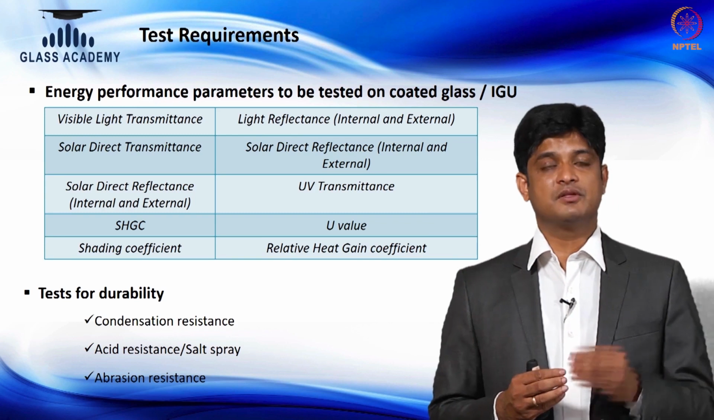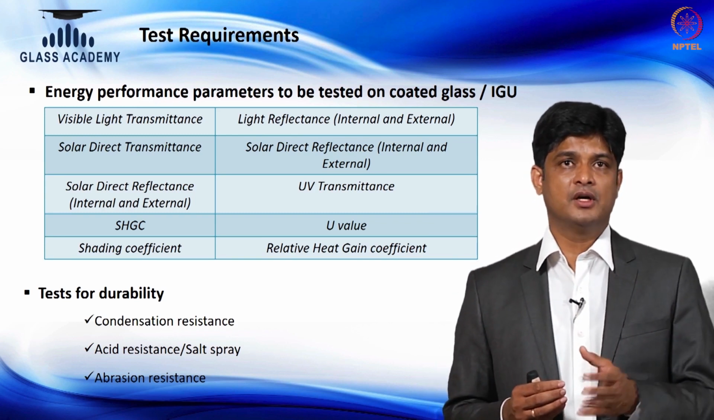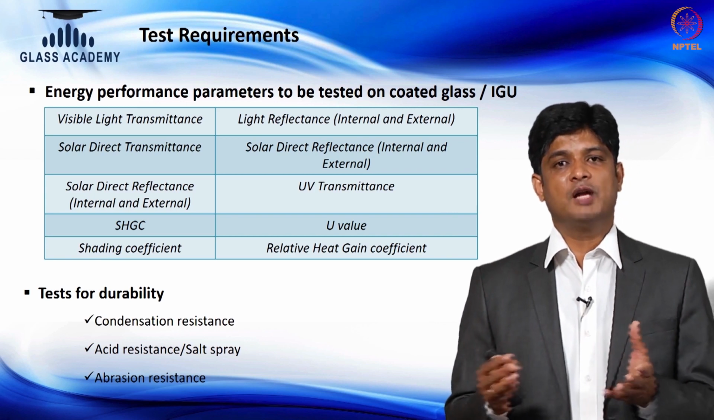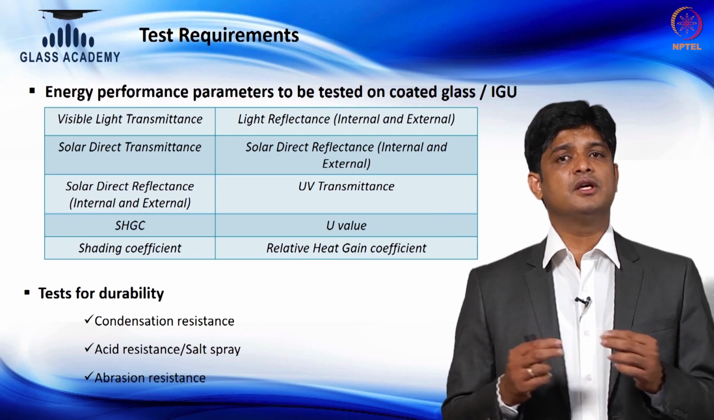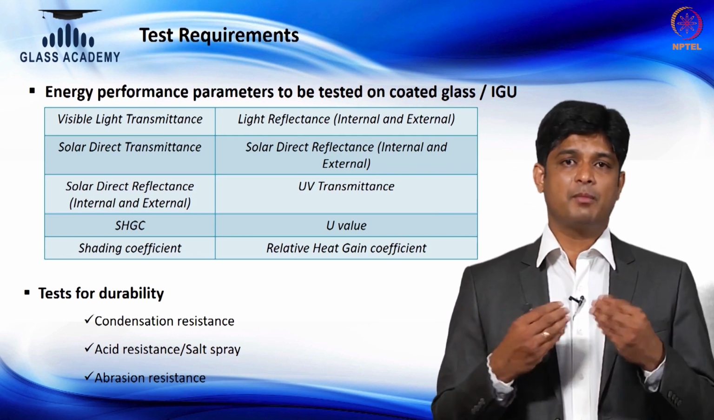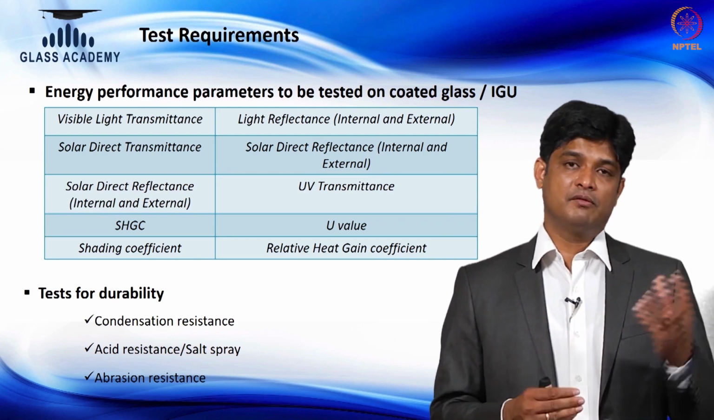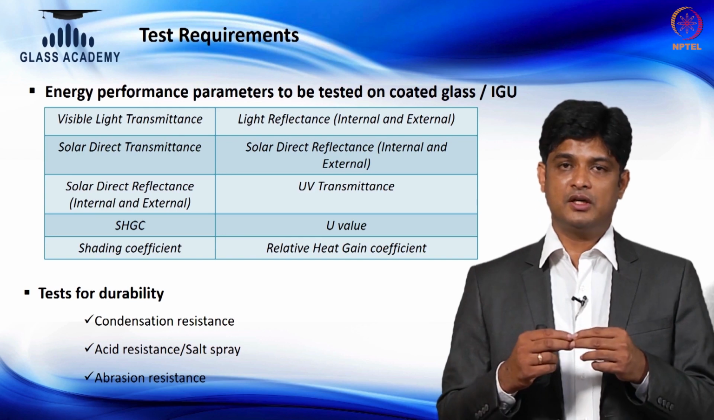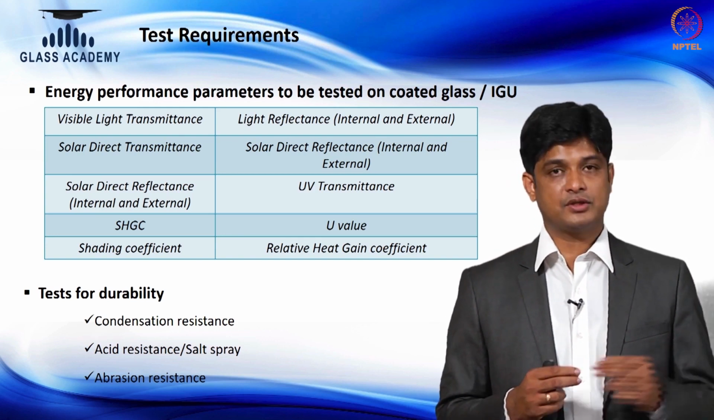Ideally you have to test the visual light transmission, solar direct transmission, and solar direct reflectance, which helps you to calculate your shading devices. These are the 3-4 values you are supposed to measure for any coated glass, which a manufacturer declares. But again, there are laboratories outside where we can send samples to be tested, to understand the performance values declared by the manufacturer.